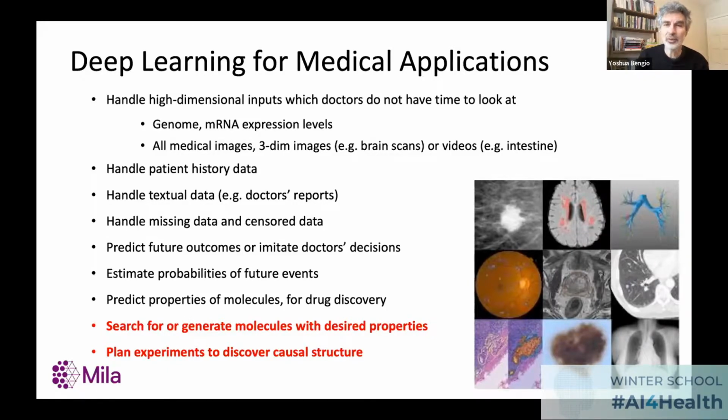But what I want to tell you about today is a bit different. It's about the use of machine learning to help not in a standard supervised prediction kind of framework, but in order to help do something different, which is help to search in the space of molecules, to generate new candidate molecules with desired properties, to plan experiments, biological experiments, drug discovery experiments, to discover causal structure of interest. So that's really what I want to talk about.